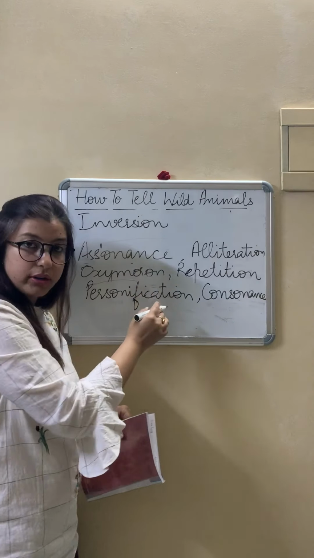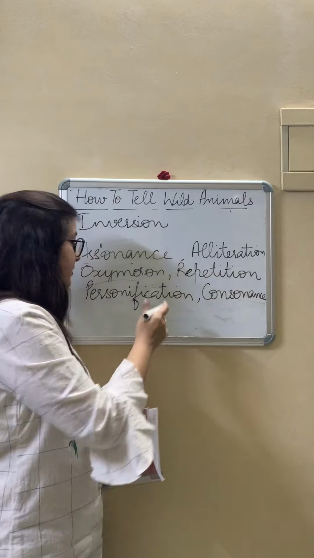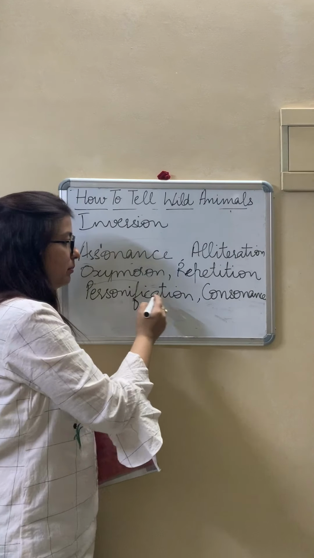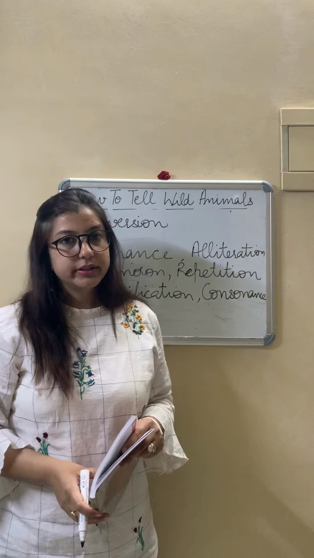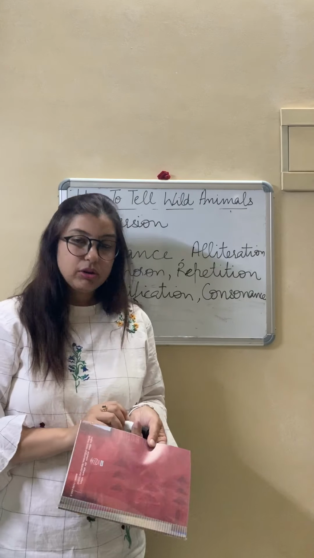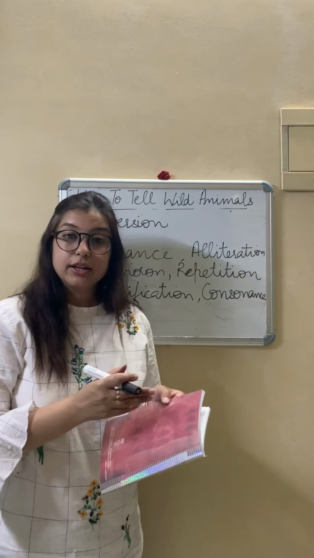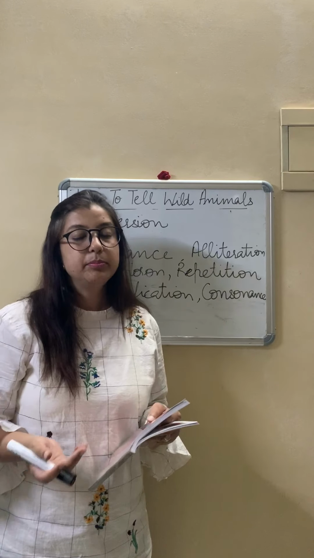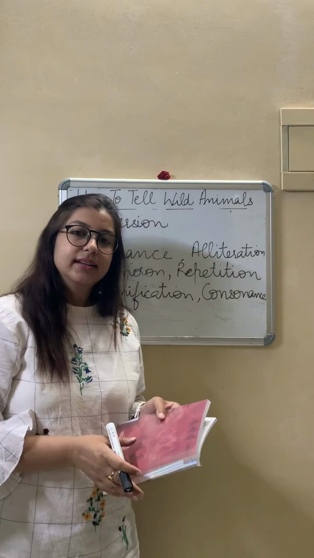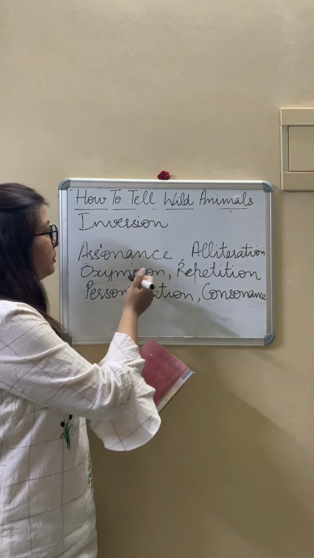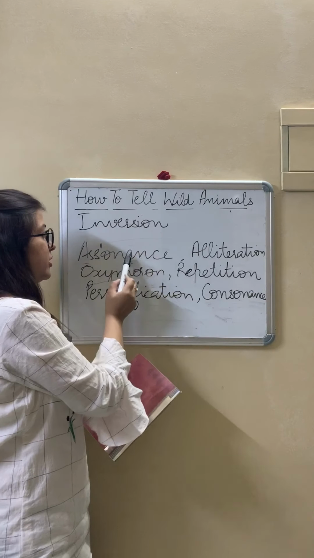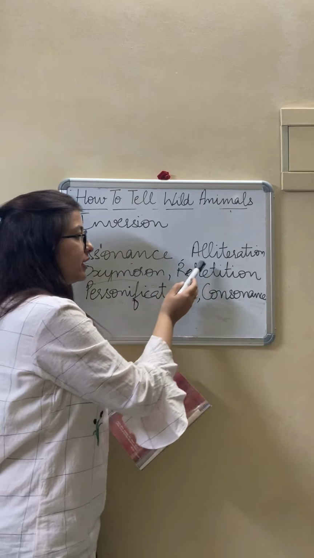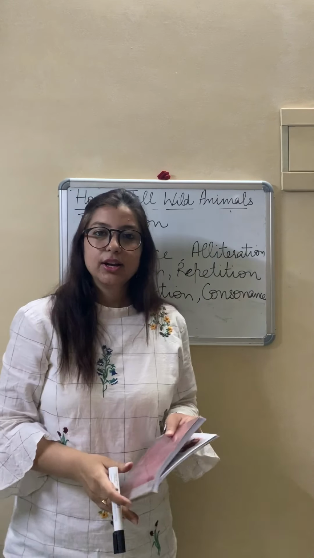Then oxymoron in The Noble Wild. Then personification, because the hyenas and crocodiles have been personified, since it is told in the poem that the crocodile is weeping and the hyenas are smiling. So this is it. How many poetic devices? Once again, inversion, assonance, oxymoron, personification, alliteration, repetition and consonance.